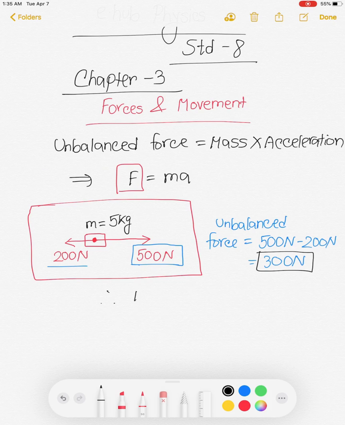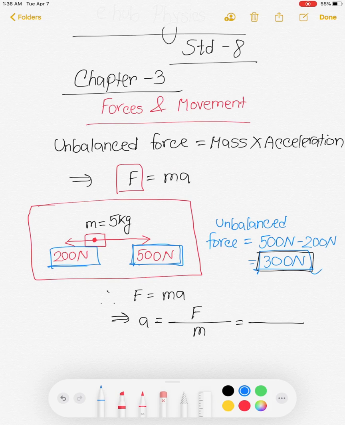So we will write F equals ma. If we want to calculate the acceleration, acceleration is equal to F by m. Now which will be the value of F? 500, 200 or 300? This 500 Newton or this 200 Newton or this 300 Newton?